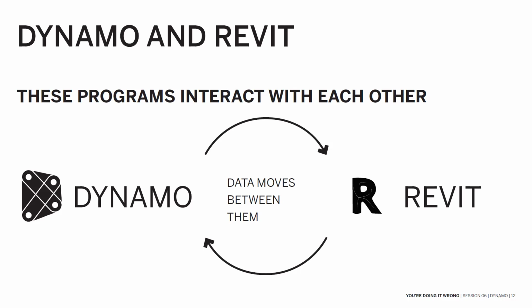So Dynamo and Revit actually talk to each other. The data that's in each program constantly updates and is reading each other. Changes you make in Dynamo will reflect in Revit, and changes you make in Revit will reflect in Dynamo, and that cycle will continue, which allows for a really productive workflow. It's a very similar connection to Rhino and Grasshopper.